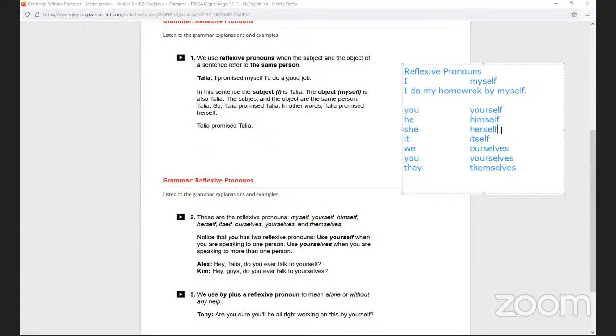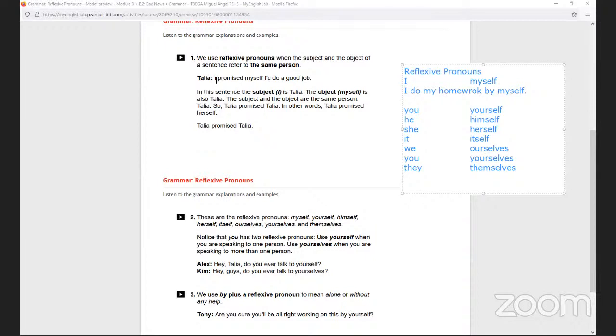And the only difference here is that when we use the singular, we have "self" with singular subjects. When we have plural, we have "selves": ourselves, yourselves, themselves, when we talk about plurals. So that is the only difference here. We can see here some examples.